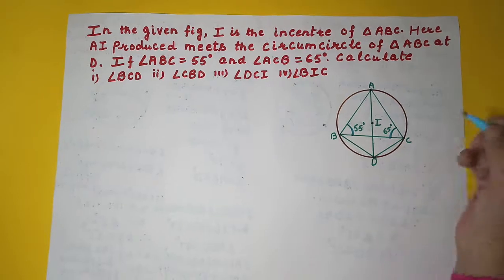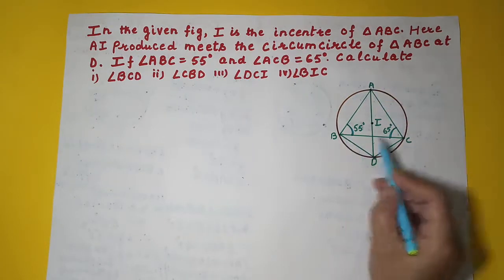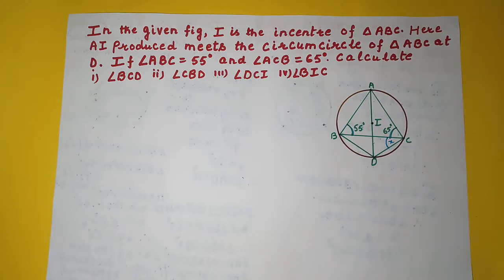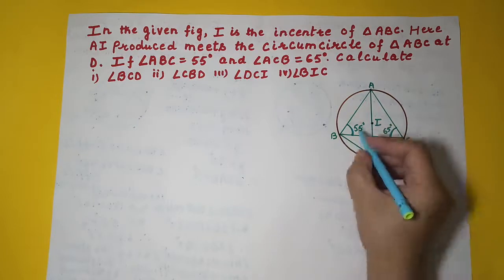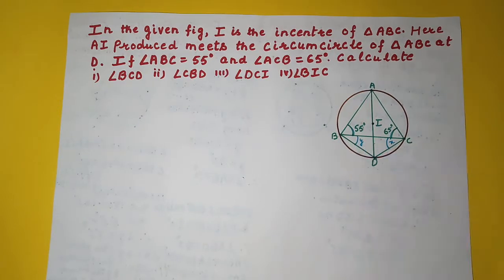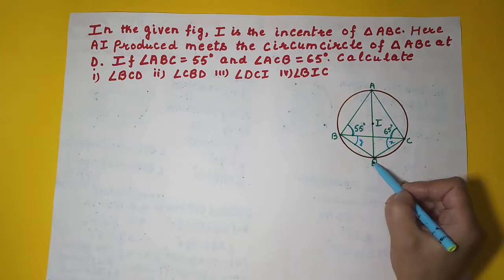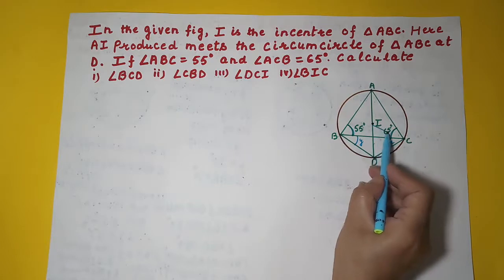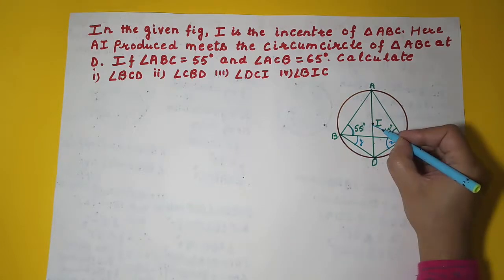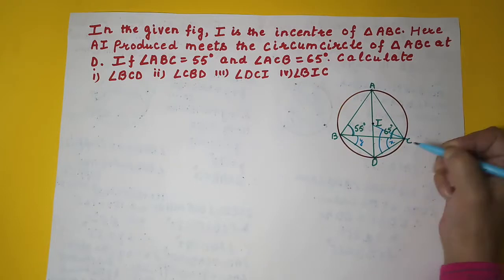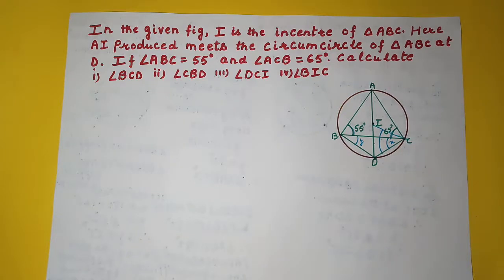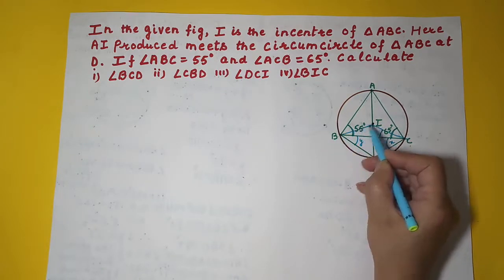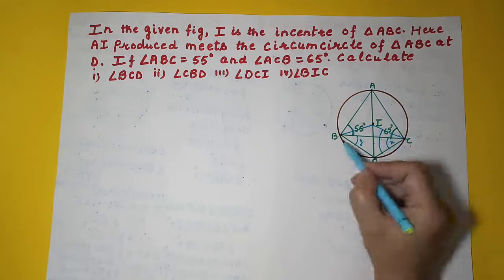He wants us to calculate angle BCD. BCD, that means this angle, let this be X, and angle CBD, this angle, let it be Y. And then he wants us to calculate angle DCI. That means we have to join this, so this part becomes angle DCI, and then angle BIC. That means we have to join this. So this becomes our BIC.